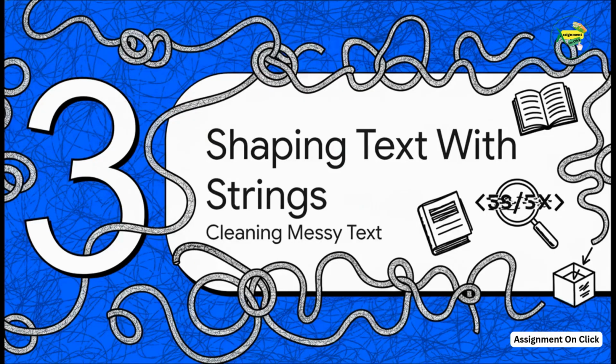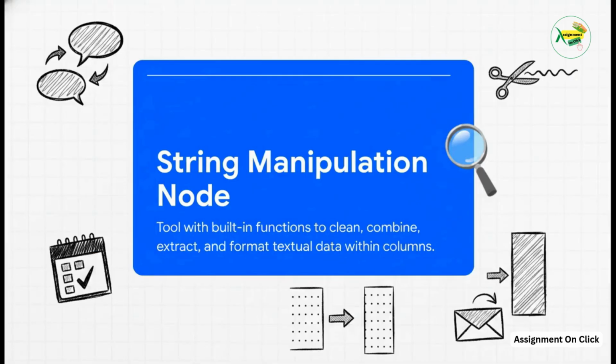But what if your problem isn't math, but unstructured text? That brings us to section 3, shaping text with strings. Enter the string manipulation node. This thing comes packed with incredibly powerful built-in functions to clean, combine, extract, or format textual information. Think of it as a programmatic digital editor. It allows you to cleanly concatenate names or isolate email domains across millions of rows without breaking a sweat.